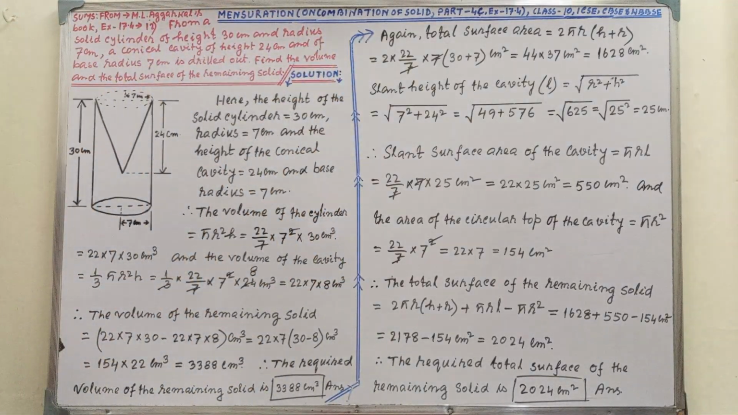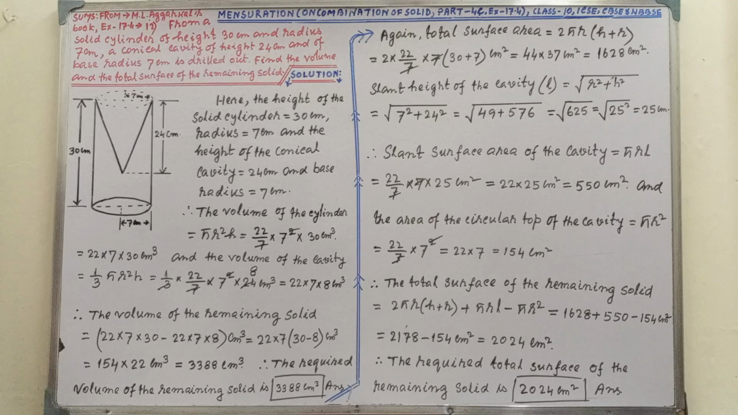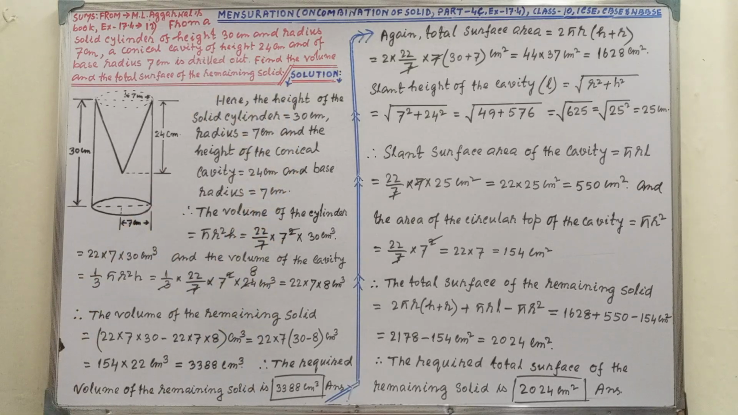Sums given from ML Agarwal's book, exercise 17.4, sum number 12. You will get it in the book and here also it is written clearly. Now pay your attention on the solution. Here I have drawn the diagram.